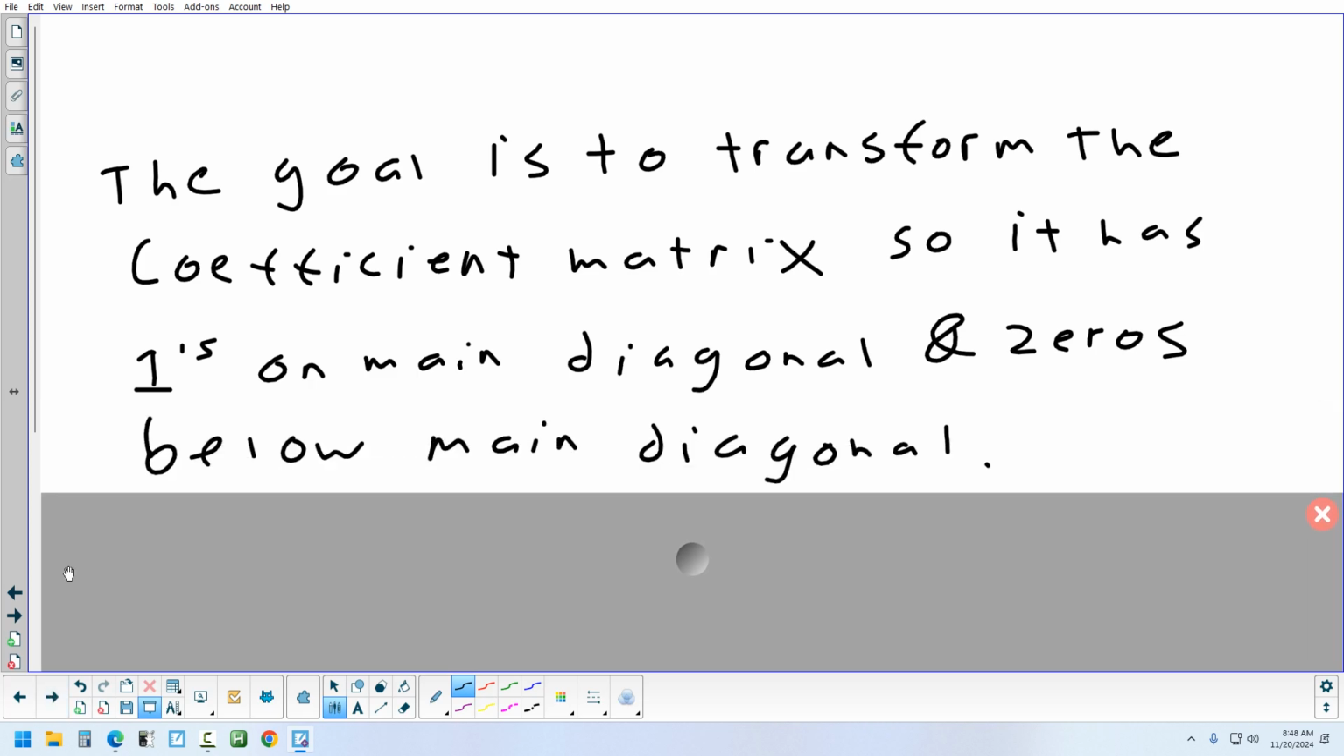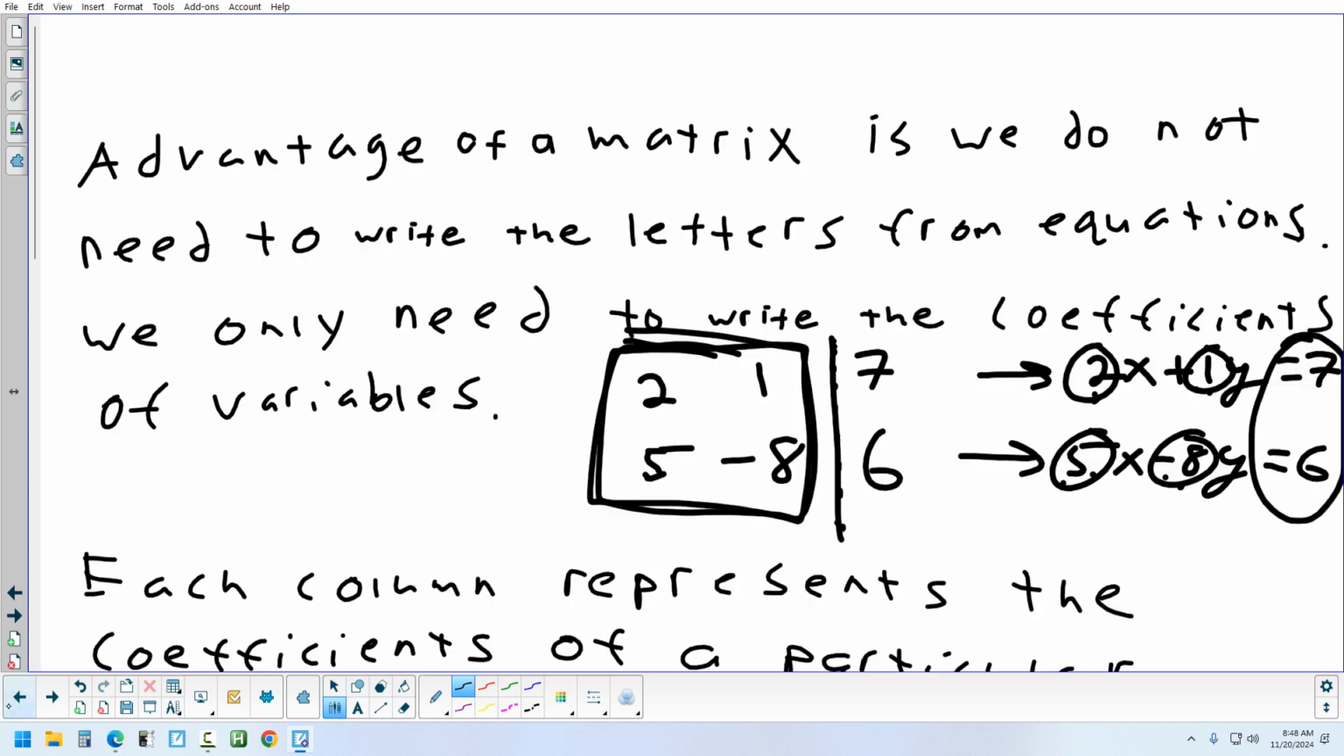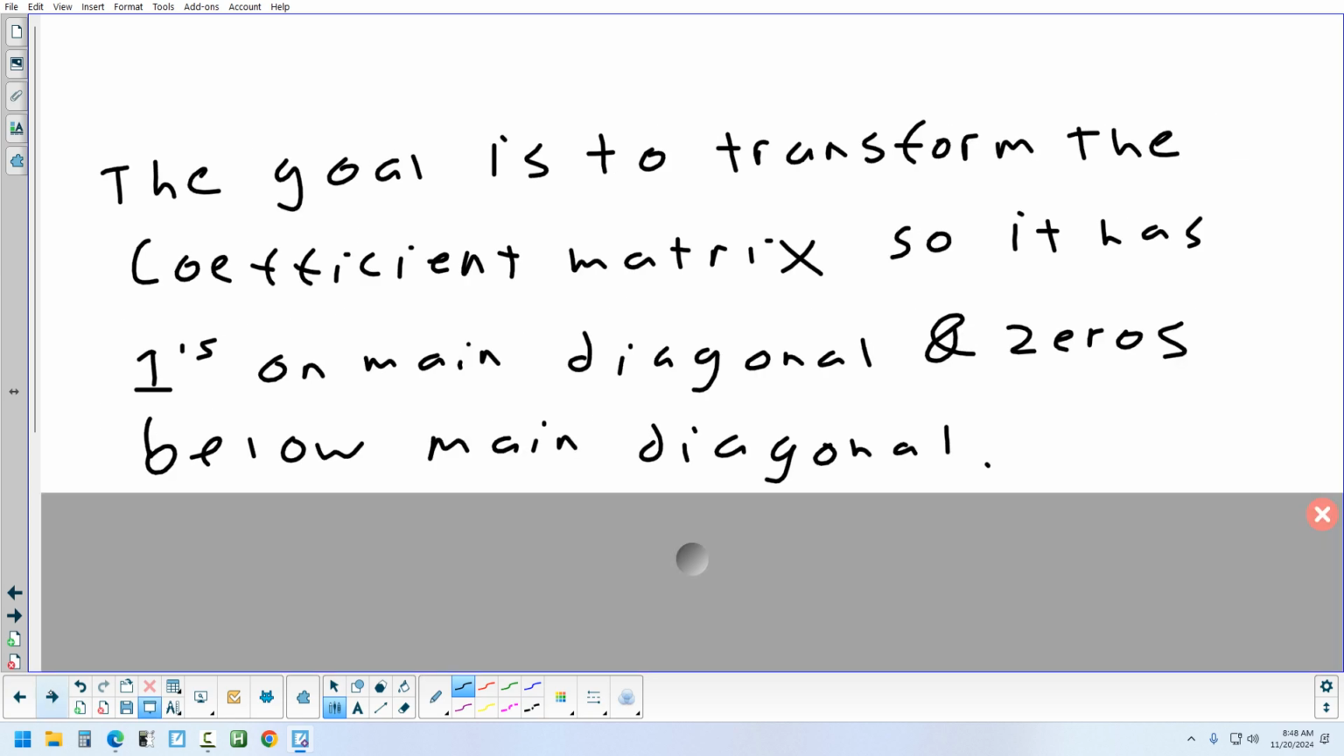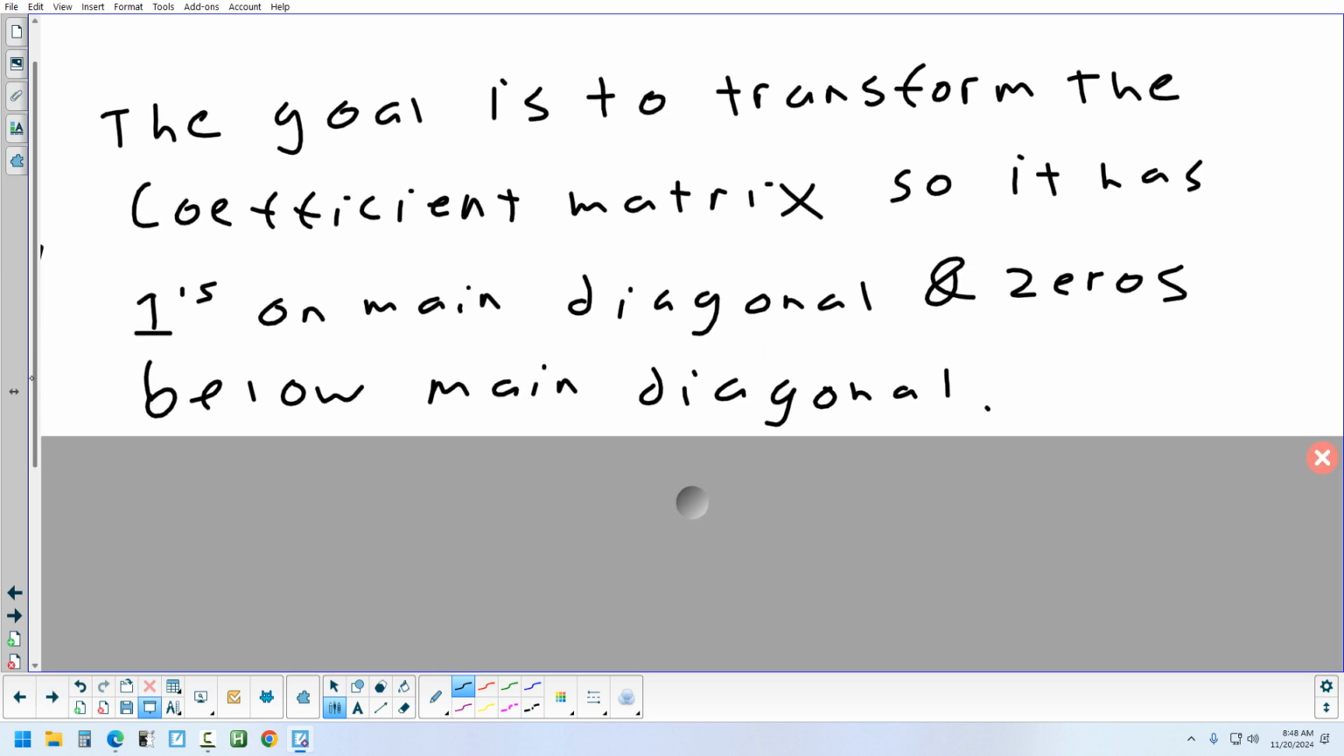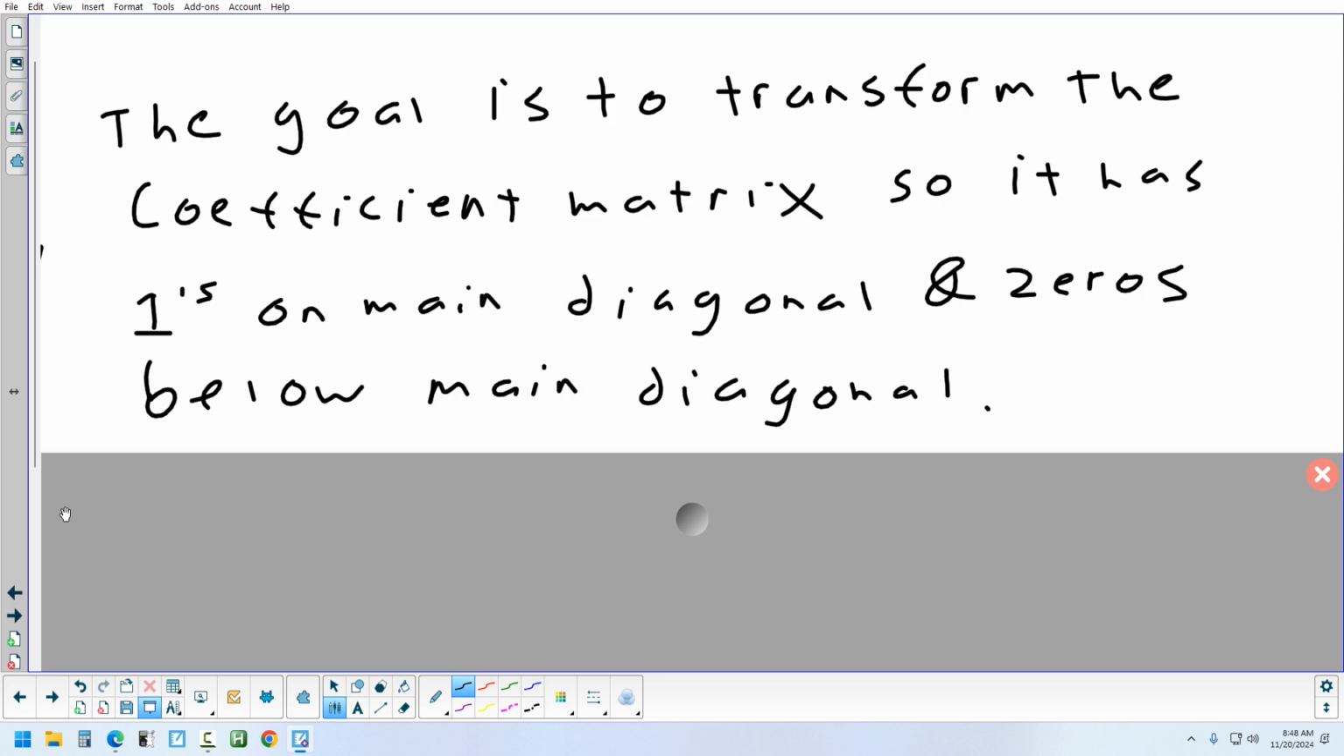Okay, so the goal is basically to take our coefficient matrix, which is this part that has a box around it, and turn that into having lots of ones and zeros. Ones and zeros are going to make life a lot easier because it makes arithmetic easier. So let me show you an example of something we're going to try to get. All right, so let's say we had something like this.